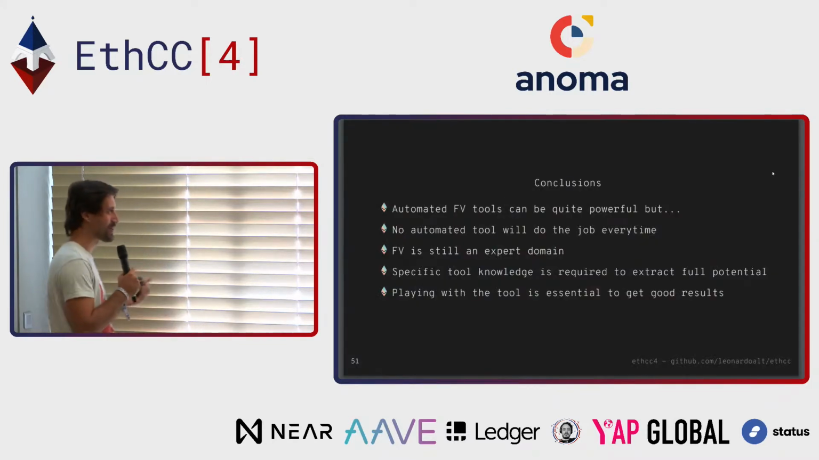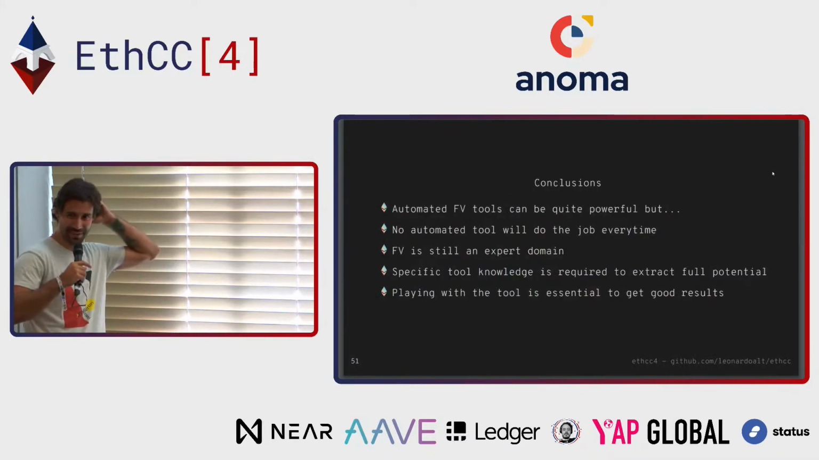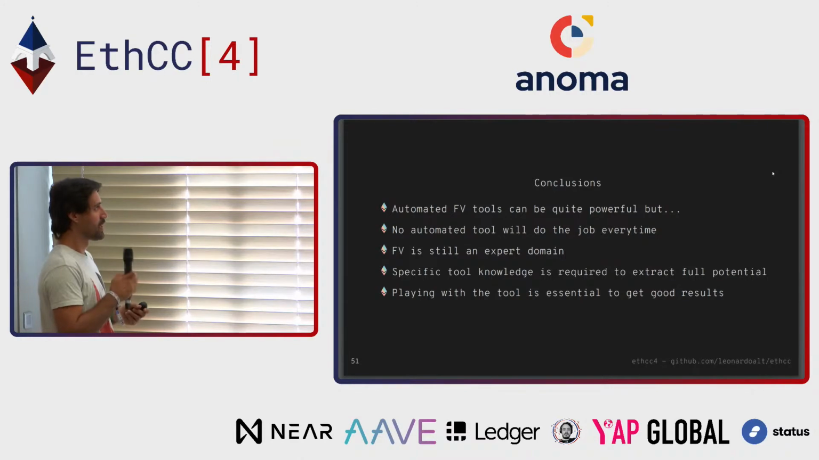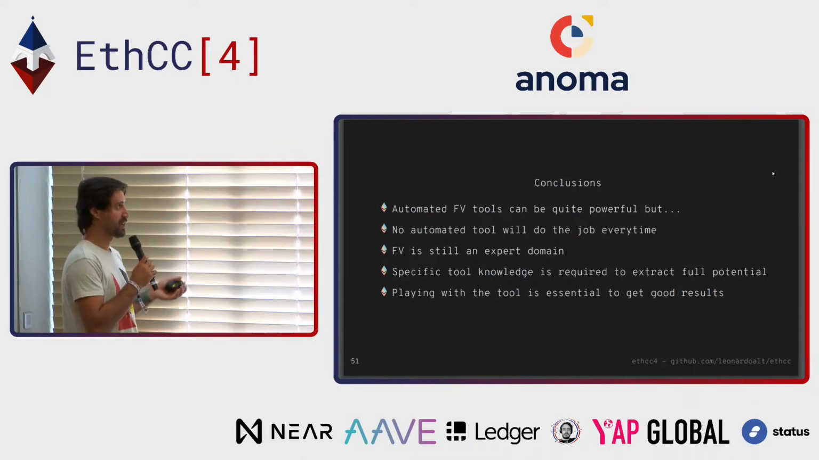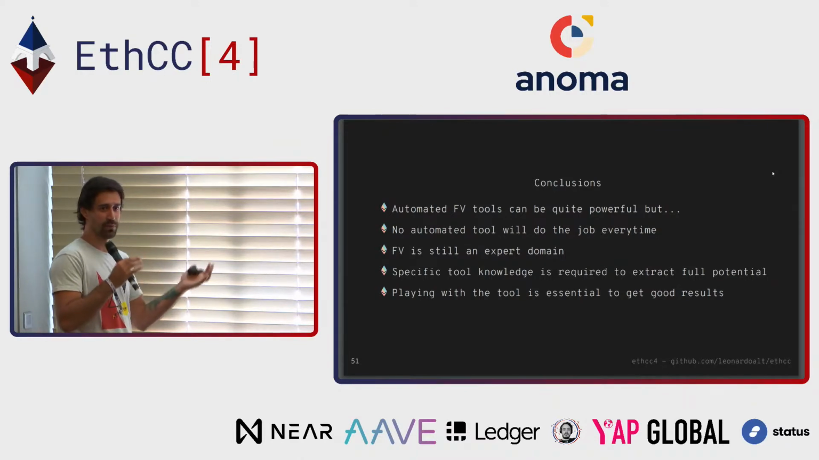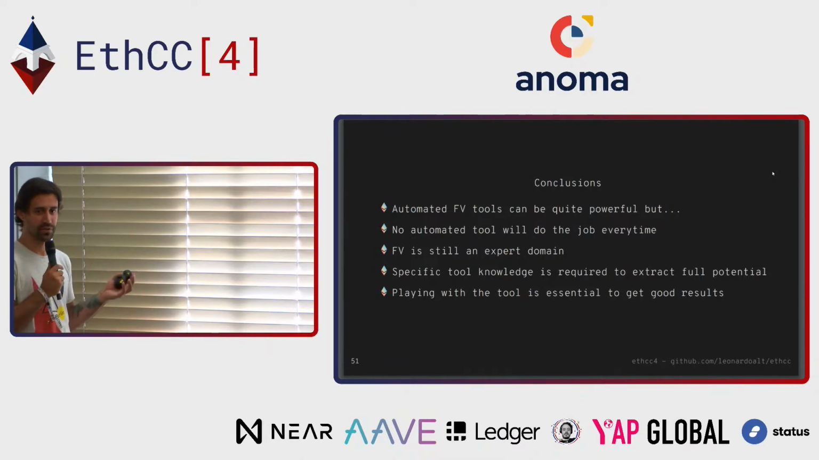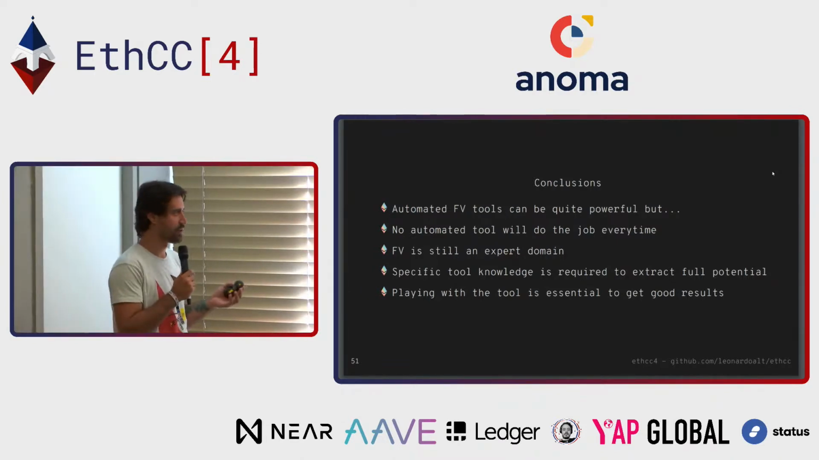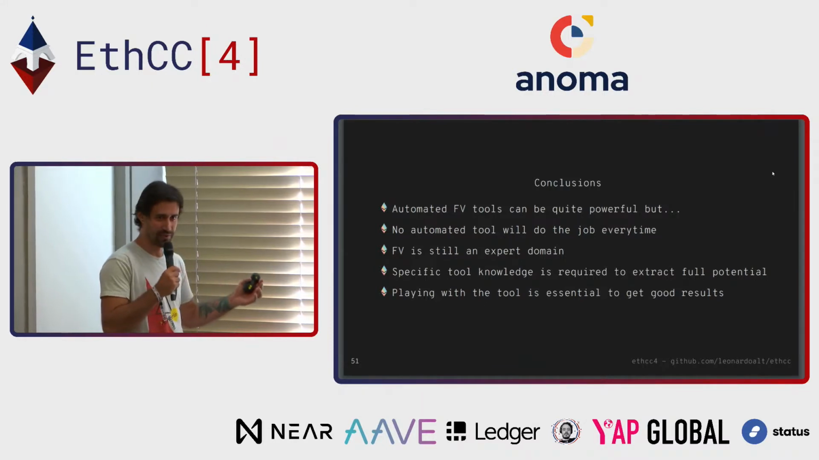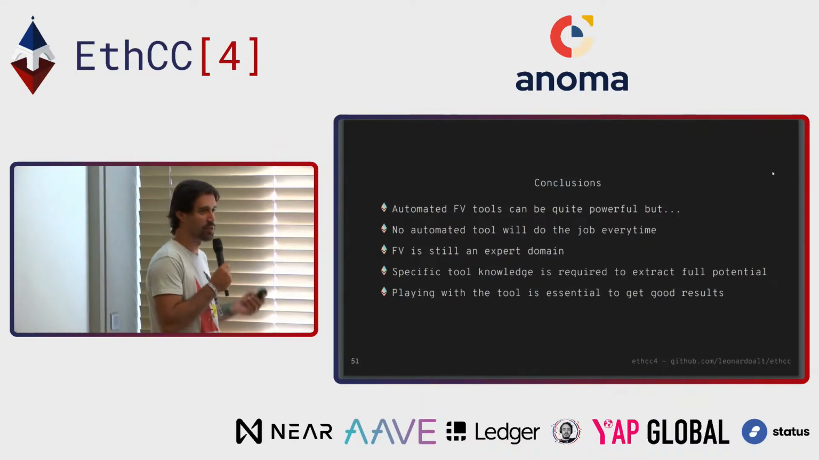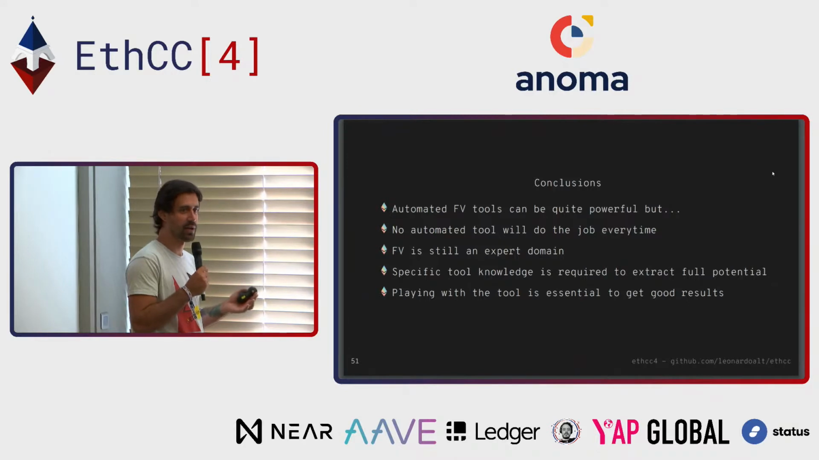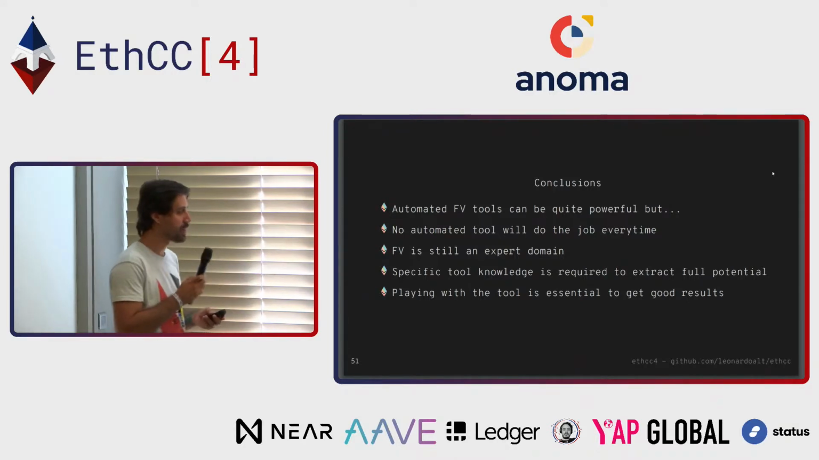So just a few quick conclusions on the experimental part that I should maybe have put a slide before. Some of the automatic FV tools can be really powerful, whichever approach you're taking, verifying Solidity, or EVM bytecode, or doing symbolic execution, or model checking, or this kind of stuff. But there is no tool that's going to do the job every single time. So I would encourage everyone to use all of them. Each one of them is going to do something differently, and you might actually get a complete result if you use each one of them separately.